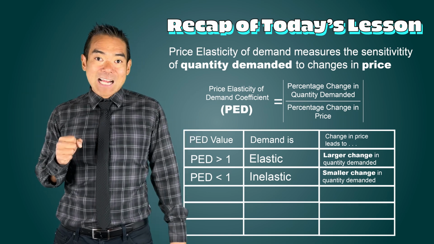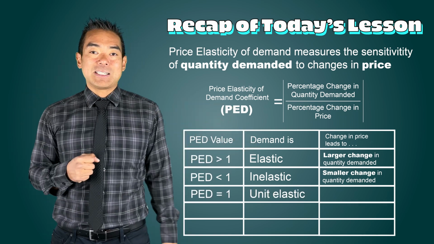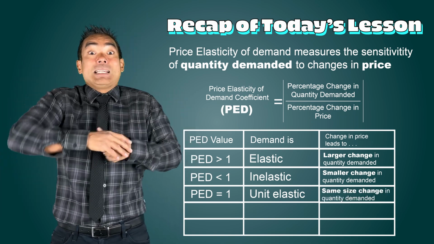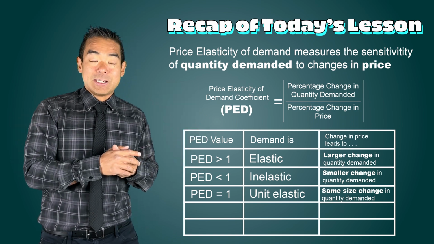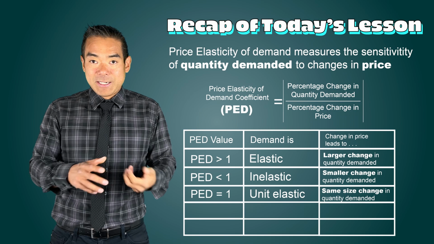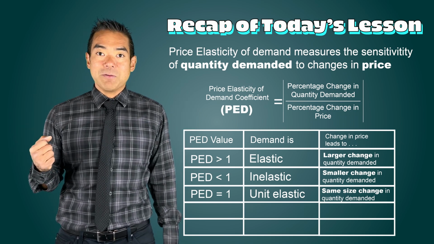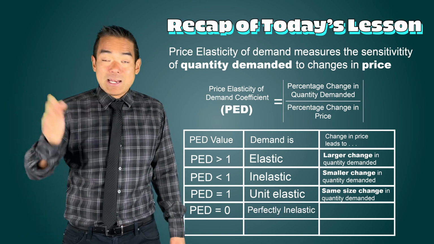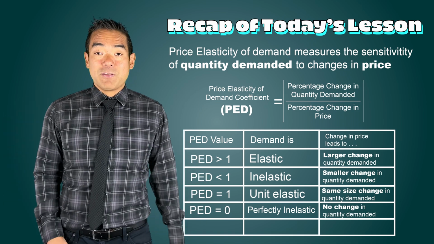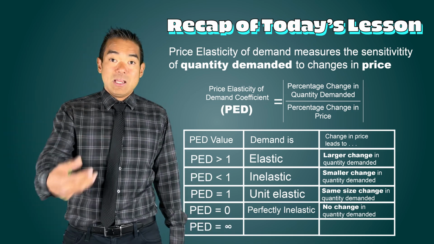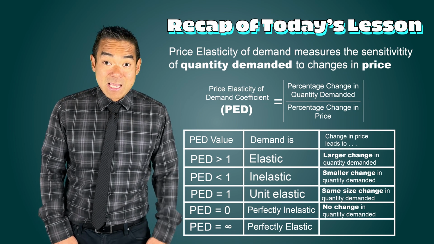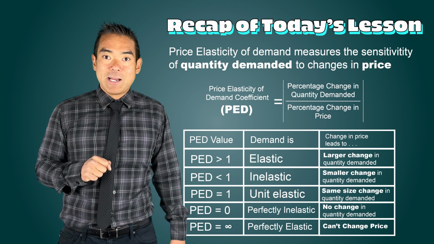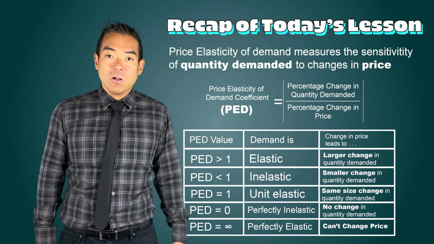PED could be somehow exactly equal to 1, in which case we call this unit elastic demand or unitary elastic demand. An increase in price of a certain percentage will lead to the exact same size decrease in quantity demanded percentage-wise, and a decrease in price would lead to quantity demanded increasing by the same relative amount. If PED is equal to 0, we call this perfectly inelastic demand. It means that quantity demanded will never change regardless of the price. And finally, when PED is equal to infinity, we call this perfectly elastic demand, which suggests that at one given price, consumers would buy any quantity that producers could provide, but if you raise the price by even 1 penny, quantity demanded will fall to 0.